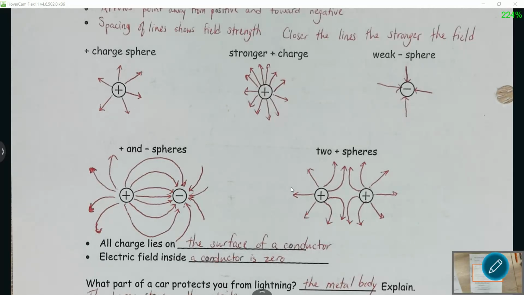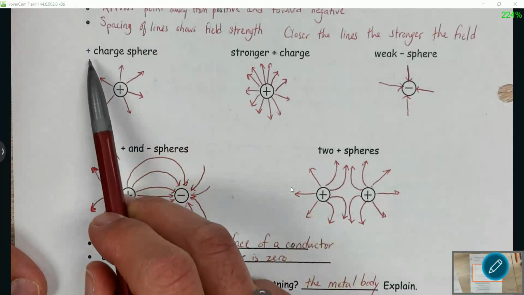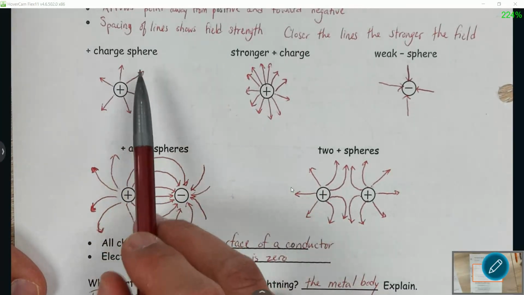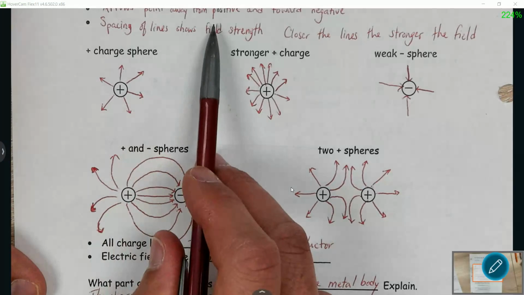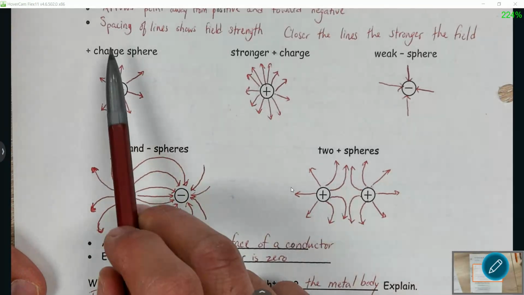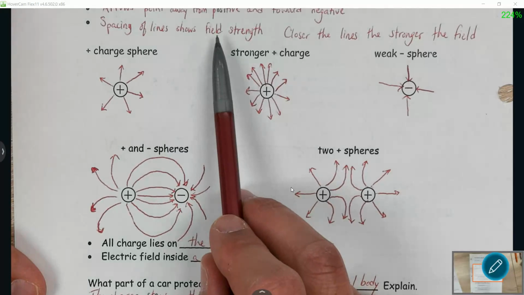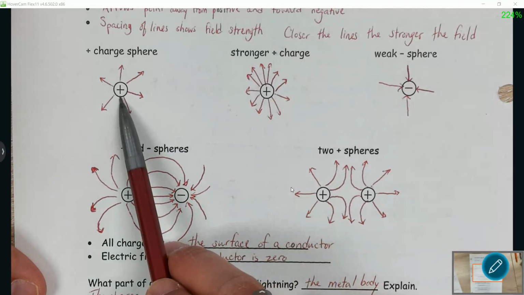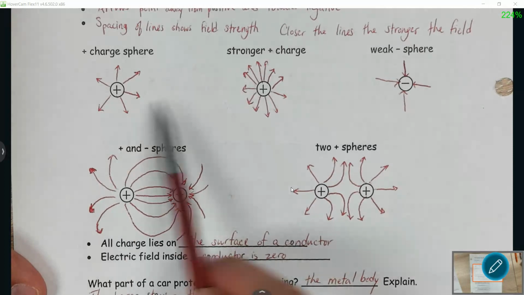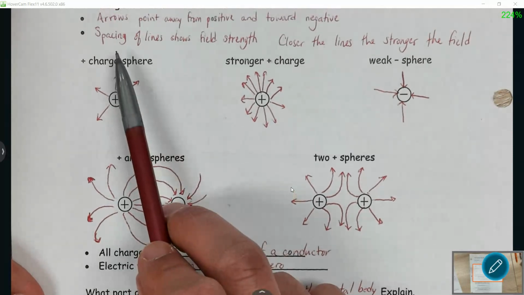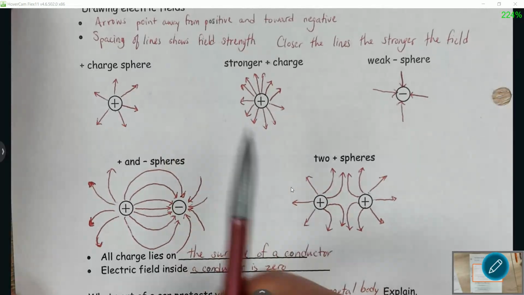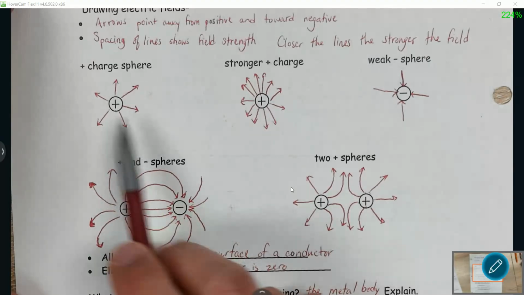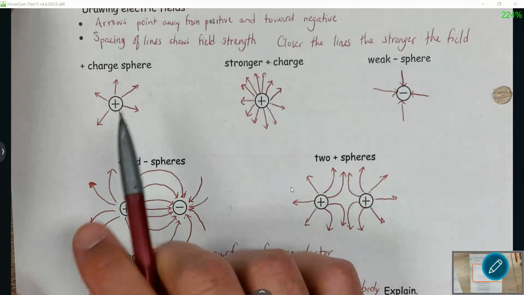For the simplicity of our drawing, which will be on our assignment today, on your test, and also on your final exam, a positively charged little test sphere is going to have arrows pointing away from the positive charge and towards the negative. The spacing of the lines shows how strong the charge is, based off the number of arrows. The more arrows, the stronger it is. The closer they are, the stronger it is. We generally want it to be evenly spaced if it's just a charge sitting as is.